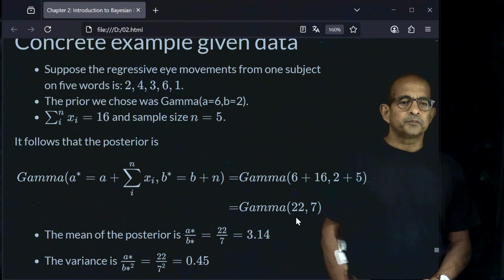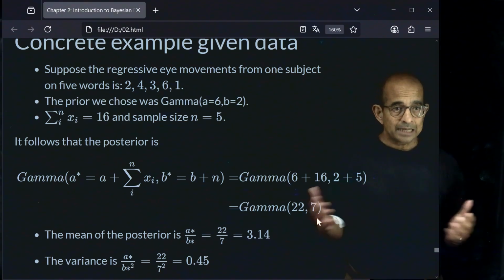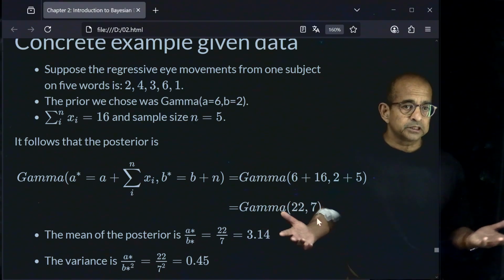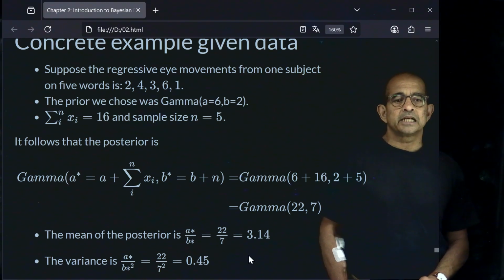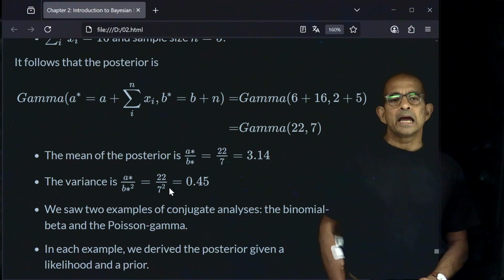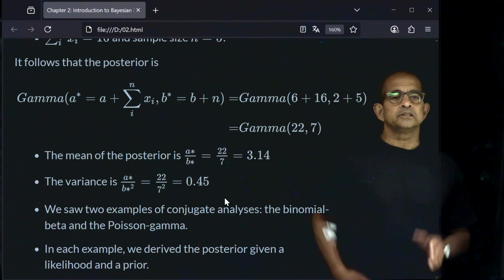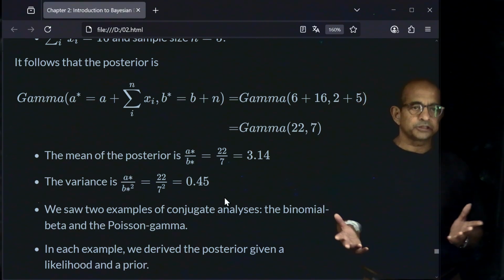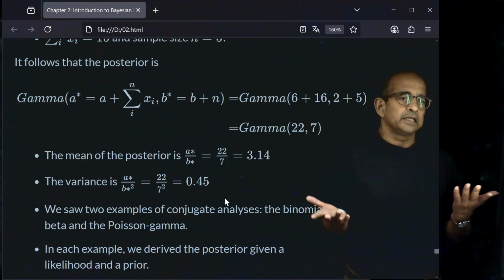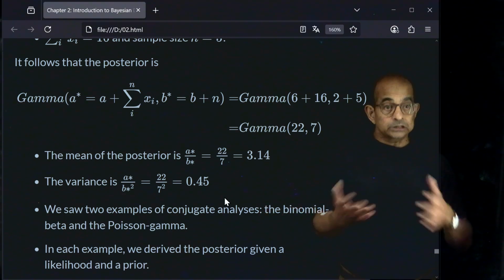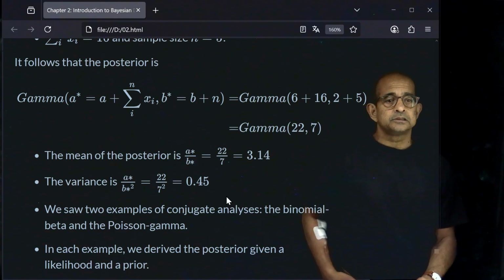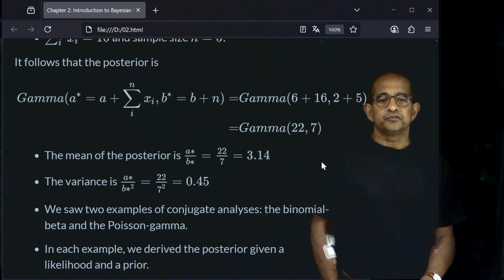So given these two parameters, these are the parameters of the posterior distribution of lambda, we can now summarize that posterior distribution graphically. For example, in a paper, if you were writing out this result, you could summarize the mean, right, by looking at the a and b parameters. A over b is the mean, so that's 3.14, and the variance is a over b squared, which is 0.45. Right, so you could give some summary statistics on the posterior distribution of the lambda parameter, and you could of course graphically summarize it as well. That's what one would actually do when reporting this result in a paper, for example.